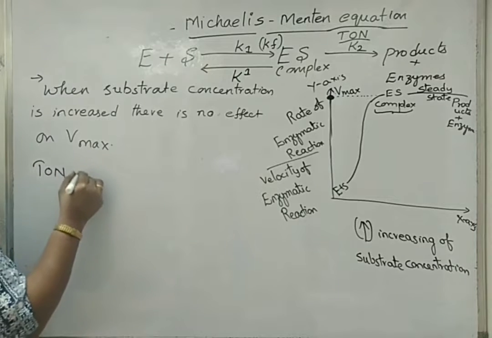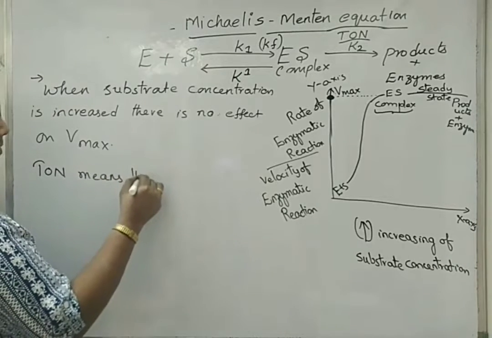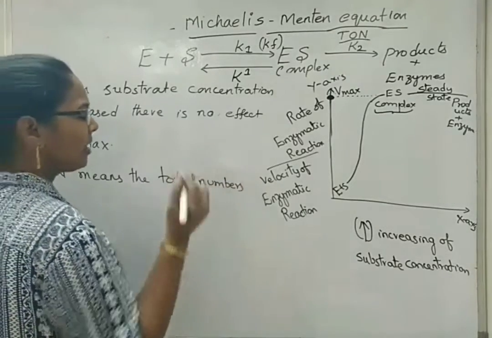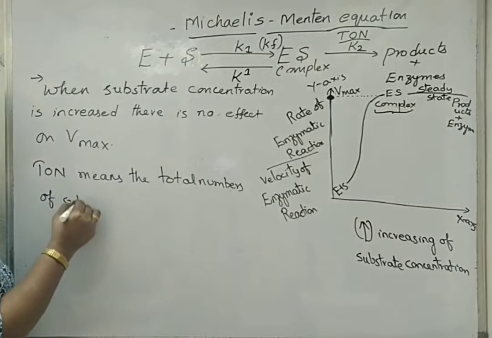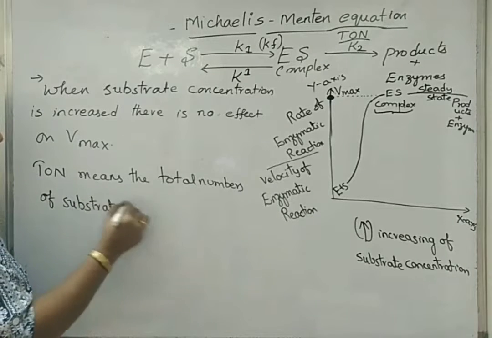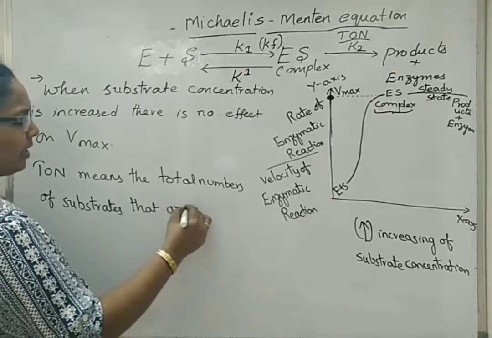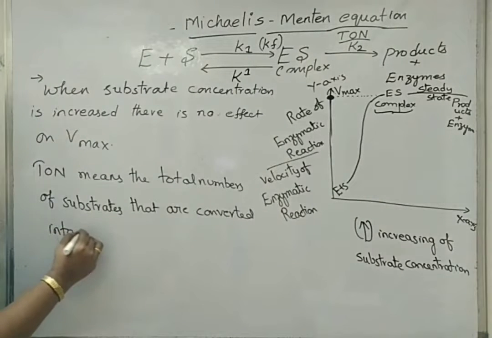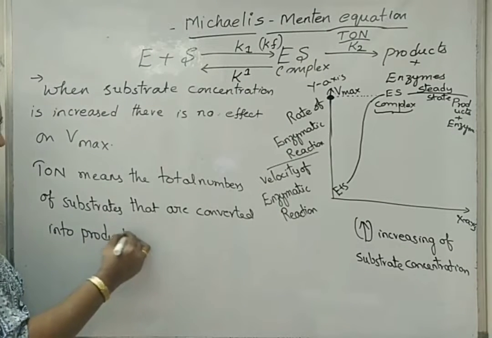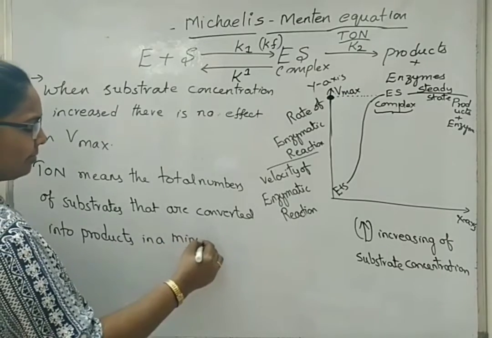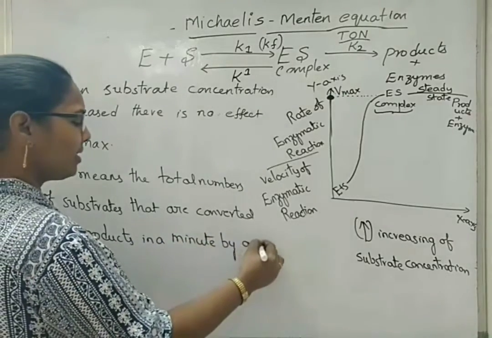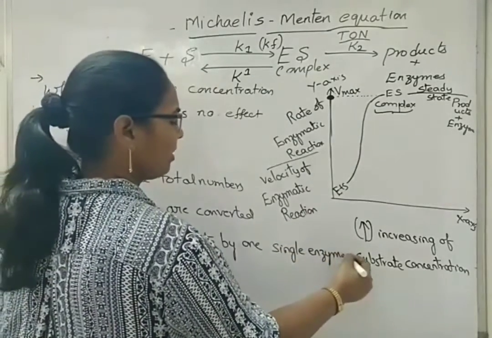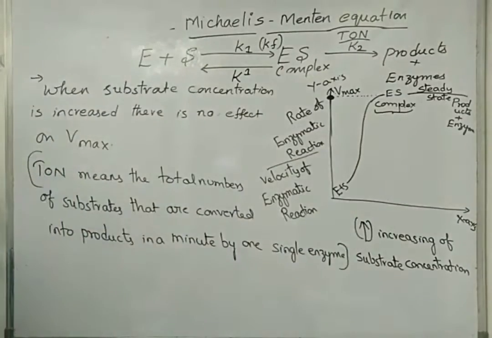So turnover number means the number of substrates that are converted into products in a minute by one single enzyme. This is nothing but the meaning of turnover number.